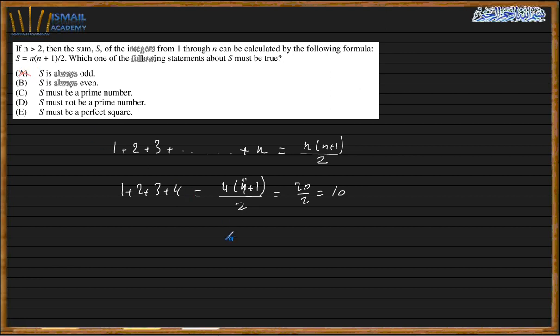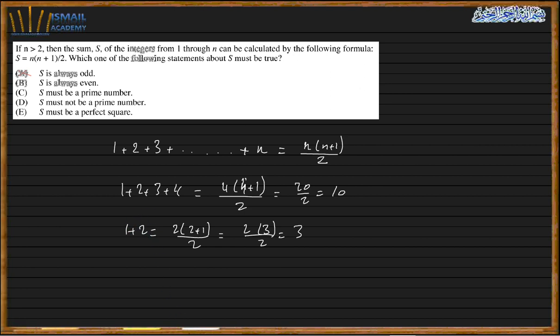Is it always even? No, it's not always even because I can just choose, for example, 1 plus 2. You see, if I do 2 times (2 plus 1) over 2, that means I'm applying the formula. So it's going to be 2 times 3 over 2, which is 3.